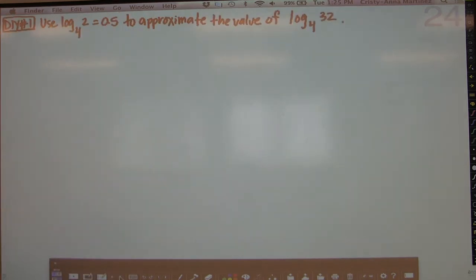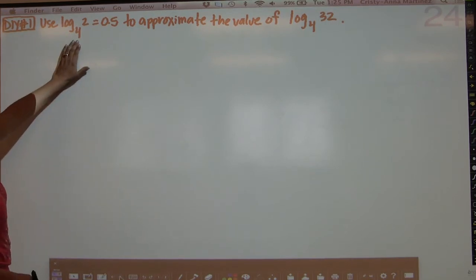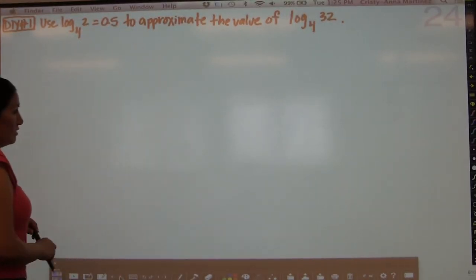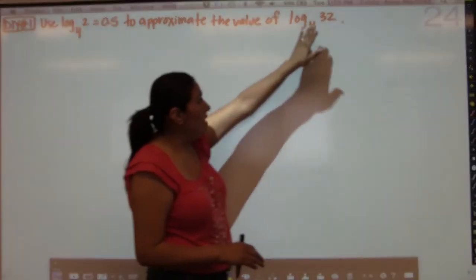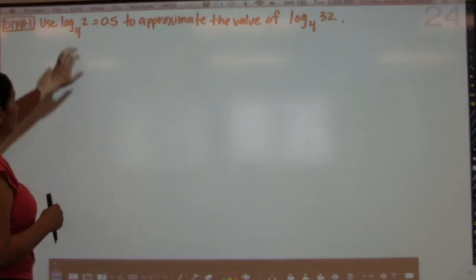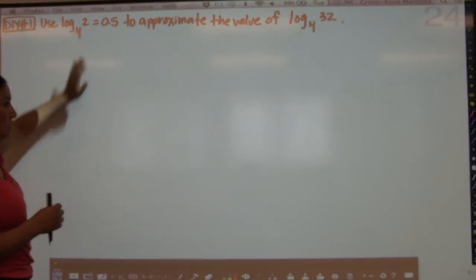So I'm going to let you do this one. And again, they're telling you what log base 4 of 2 is, and they want you to come up with log base 4 of 32. So the goal is going to be to take the 32 and to break it down into a product where at least one of the numbers is a 2 so that you can use this information.